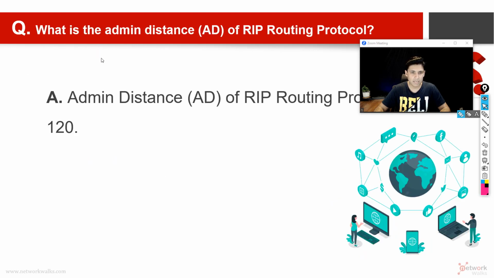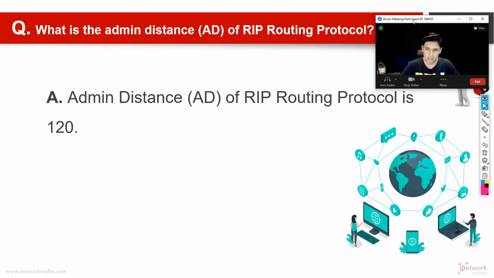Another question is, what is the administrative distance of RIP routing protocol? Very simple question. The admin distance of RIP routing protocol is 120.